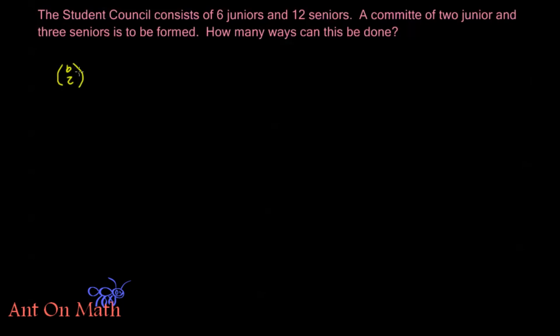Now, for each of these choices of juniors, I'm going to have how many choices of seniors? Well, there's 12 seniors. I need 3 of them. So there's 12 choose 3 total ways for me to choose 3 seniors from the group of 12. Now we multiply here, again, just to review a little bit, because for every choice of juniors, I have 12 choose 3 seniors. So I need to multiply how many choices I have of juniors by how many choices I have of seniors to get the total number of choices of the combination of the 2 that I have.